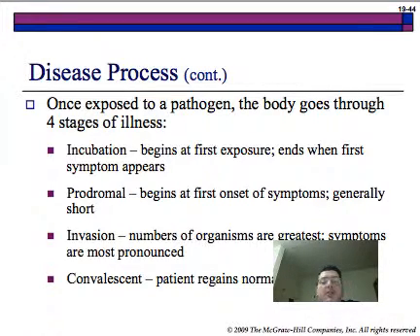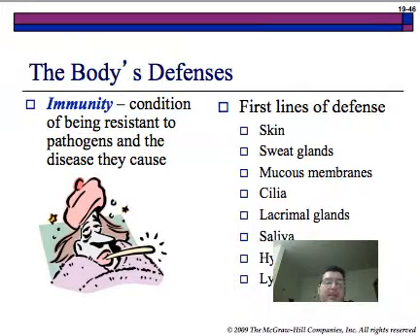Once exposed to a pathogen, the body goes through 4 stages of illness. Incubation begins at first exposure and ends when first symptoms appear. Prodromal begins at the first onset of symptoms and is generally short. Invasion: numbers of organisms are greatest and symptoms are most pronounced. Convalescent: the patient regains normal health status.